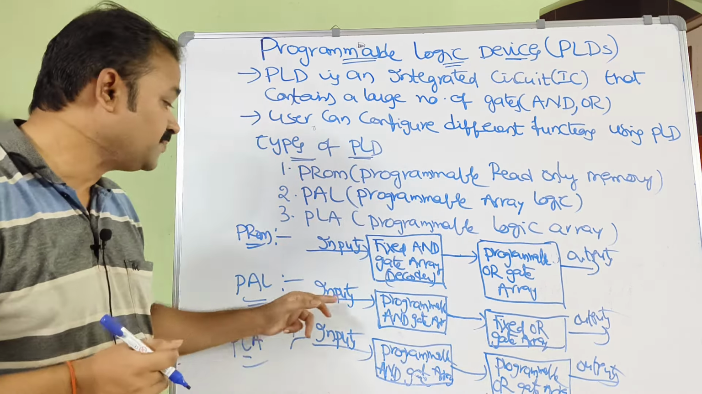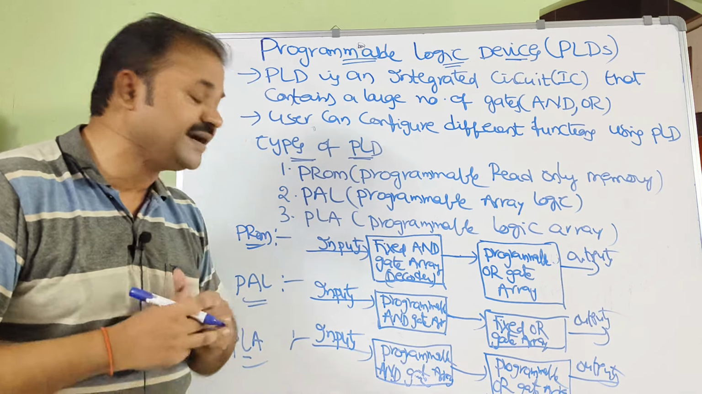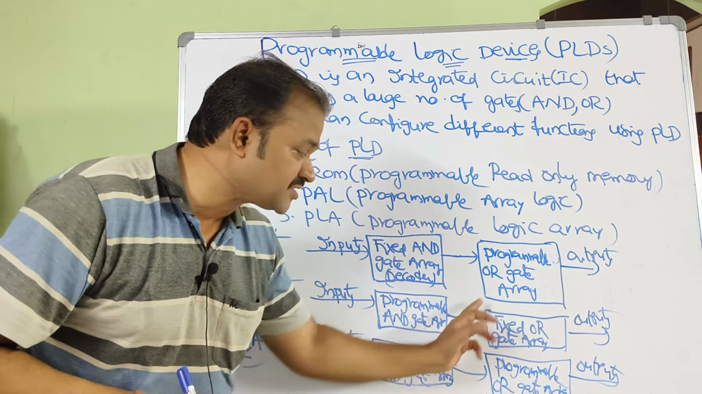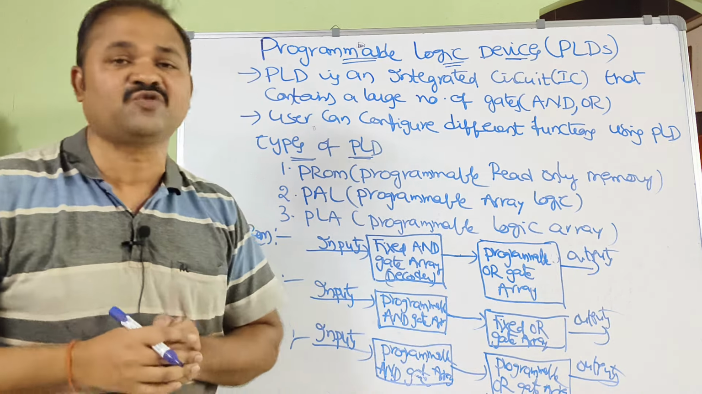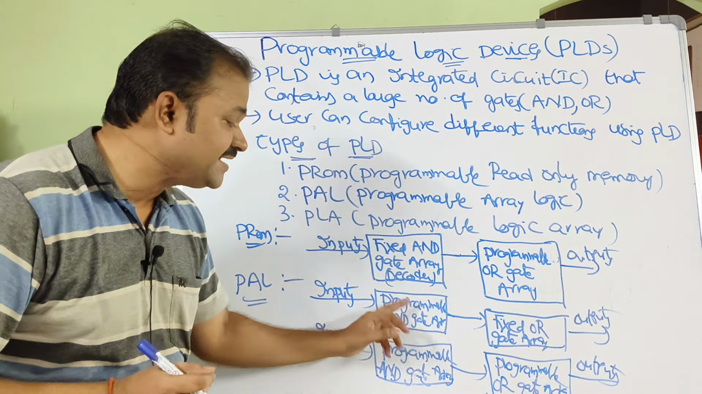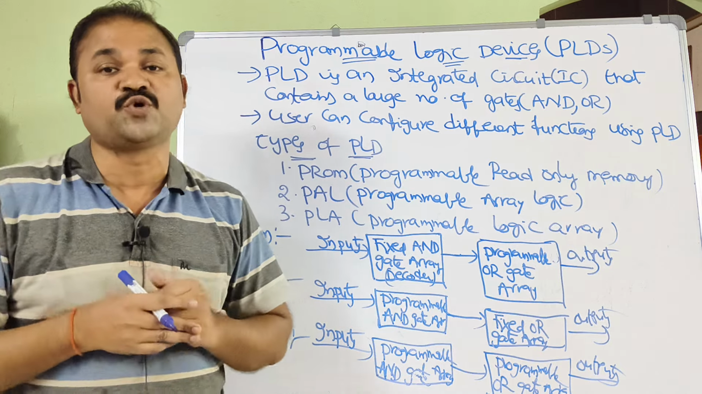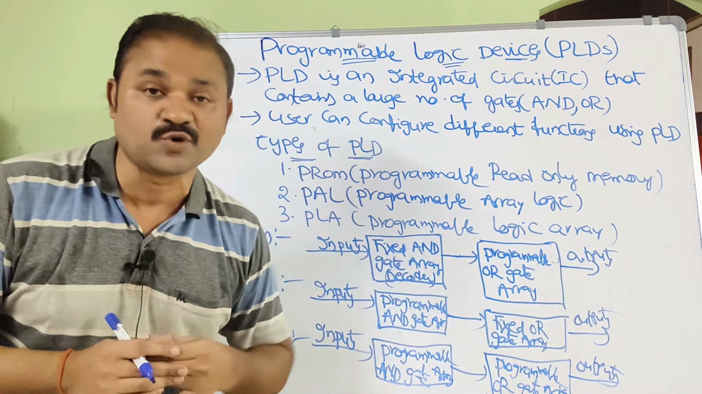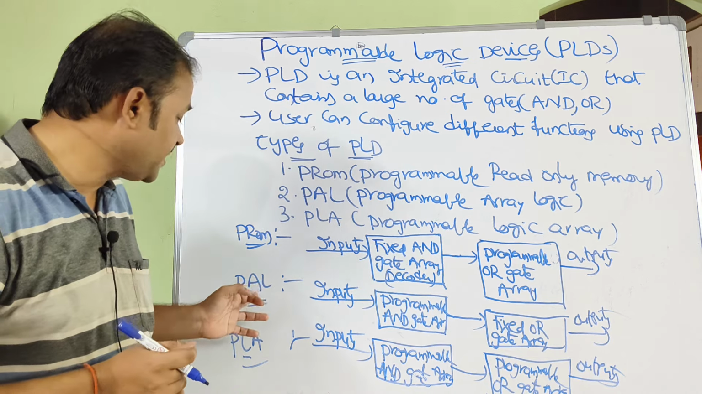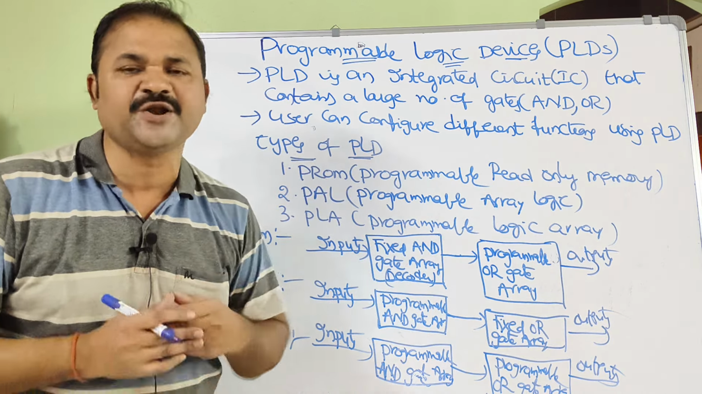array. Inputs will be applied to the programmable AND gate array. That output will be passed to the fixed OR gate array, which will produce the outputs. So here the AND gate array is programmable, so we can do some programming, whereas the OR gate array is fixed. It is not programmable. So PAL is entirely reversed to the PROM.